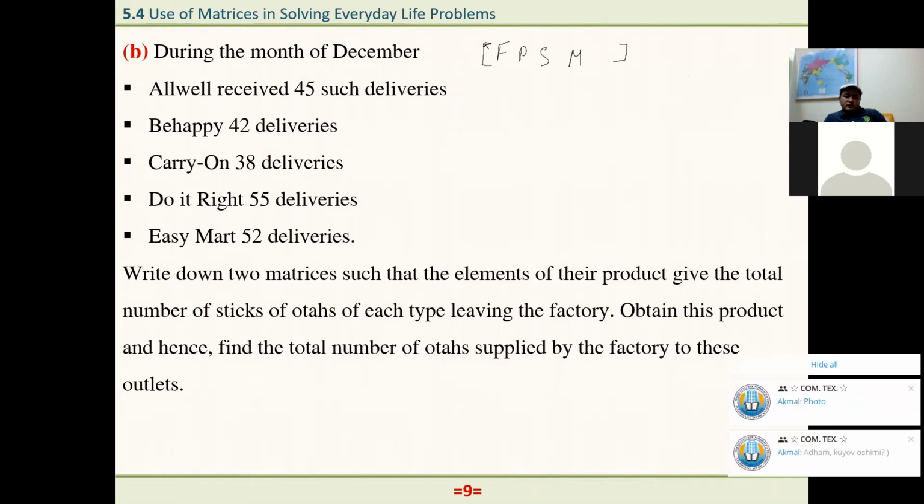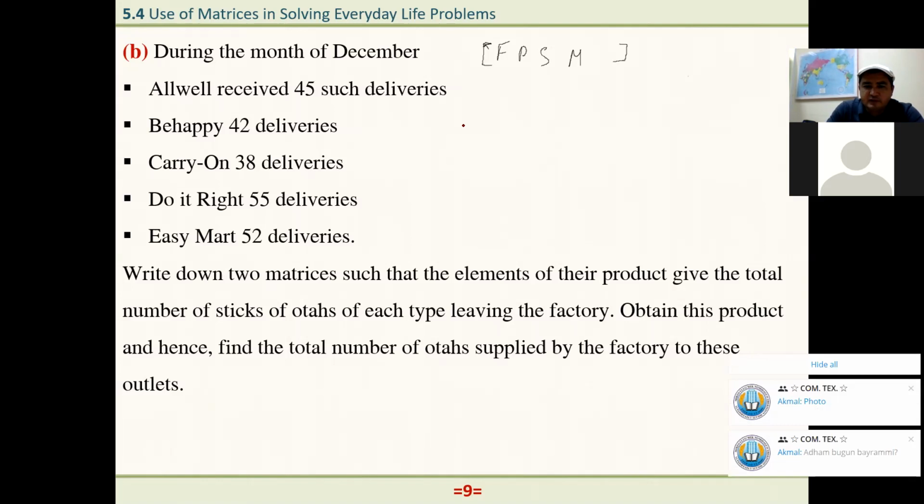So we will receive 45 such deliveries? Write down two matrices such that the elements of the product give the total number of sticks of OTAs of each type leaving the factory. This is your first matrix, okay? How about your second matrix? Because here we need to write two matrices, right?